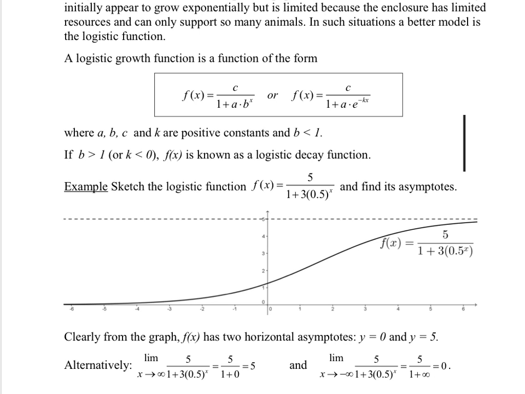Okay, so there's an example of one right here. This function is equal to 5 over 1 plus 3 times 0.5 to the power of x. You'll notice that this 0.5, again, is between 0 and 1. There's a graph of it right here. You'll notice that there's an asymptote way down here at y equals 0, and an asymptote way up here at y equals 5.